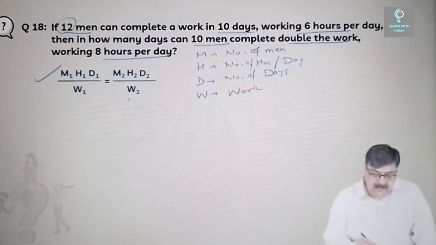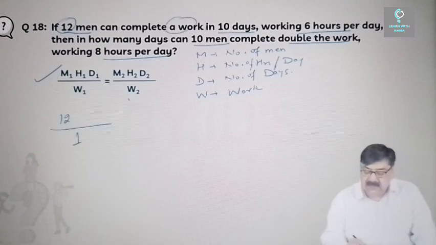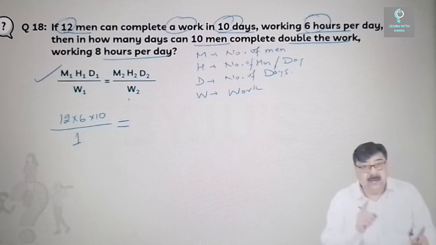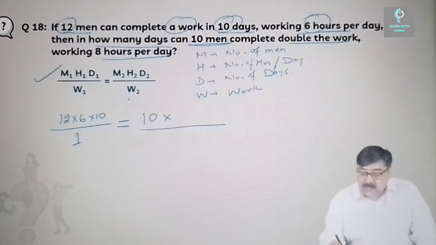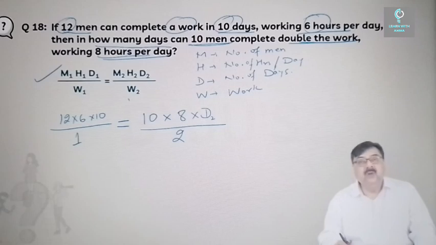So let's take it. If 12 men can complete a work, so one work, we have done this, in 10 days, working 6 hours per day, so into 6 into 10 is equal to, the work is same, right? Then in how many days, so D is required to be found out, can 10 men, so 10 into double the work, so 2 is to be written in the denominator because the work has been doubled, working 8 hours per day. So 10 into 8 into D2. This is what you are supposed to find out. D2 or D, any one of these you can take.